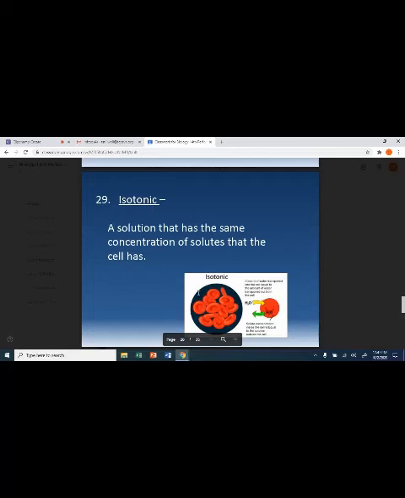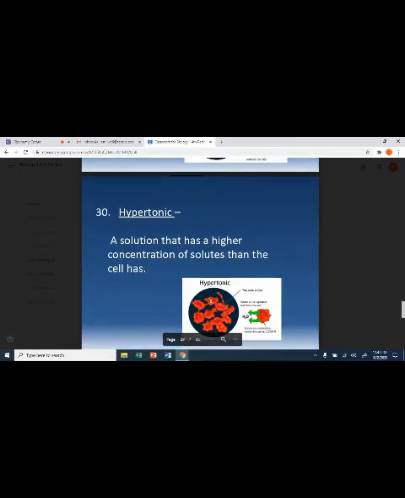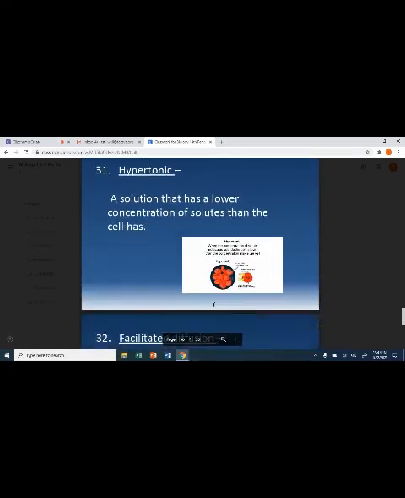When we talk about osmosis, we're going to talk about three osmotic solutions. This is going to be isotonic, hypotonic, and hypertonic. Isotonic is where solutes are equal to the amount inside the cell as outside the cell, so the same concentration of solutes. Hypertonic, there's a higher concentration of solutes outside the cell than inside the cell. Hypotonic, there's fewer solutes outside the cell than inside the cell.